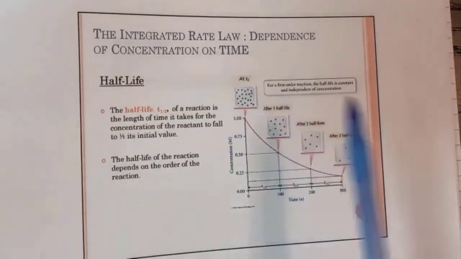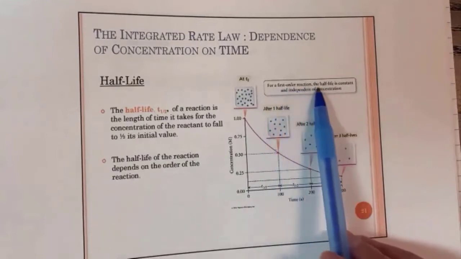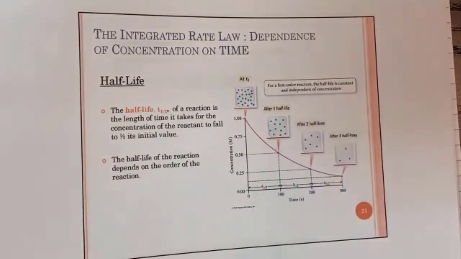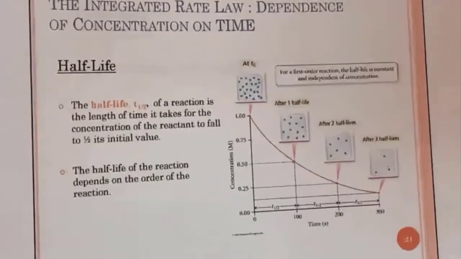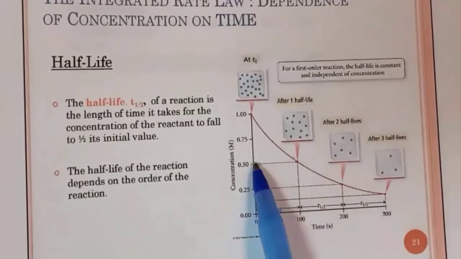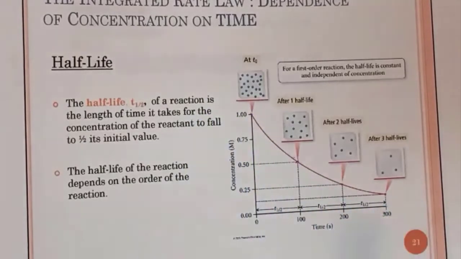What's important here is that for a first order reaction, the half-life is constant and independent of the concentration. I want you to focus on first order's half-life. It is independent of the concentration. It's always going to be a constant time. Like if the first half-life is 100 seconds, the second half-life will be 100 seconds, and the third. No matter what the concentration is, the half-life stays at 100 seconds.